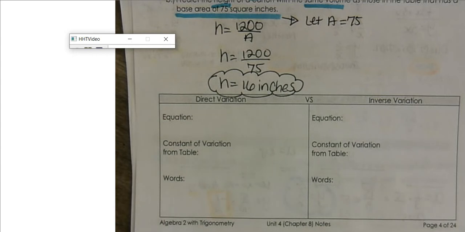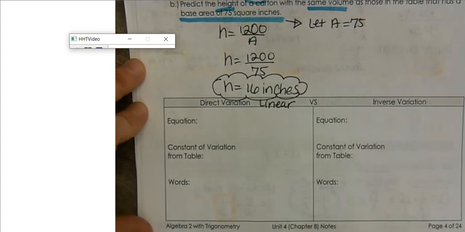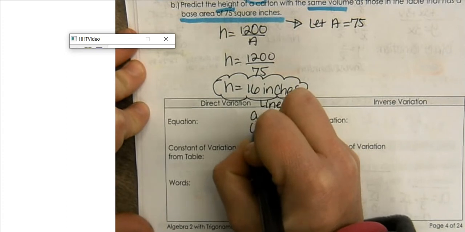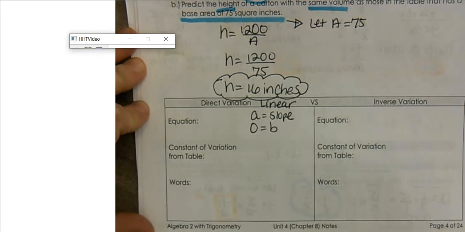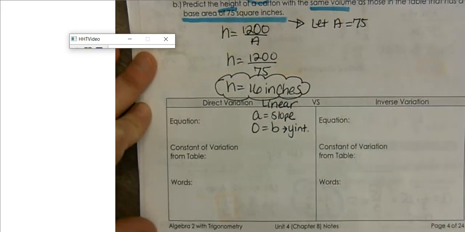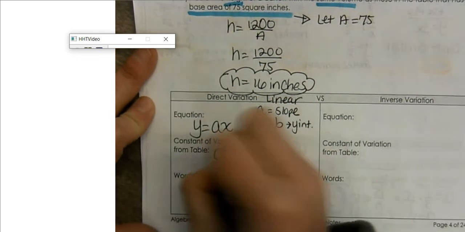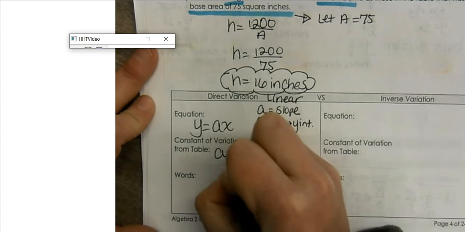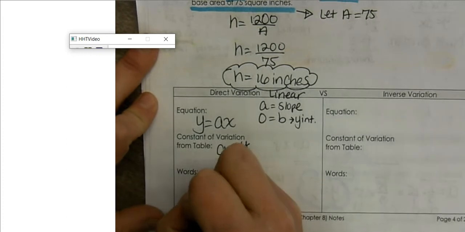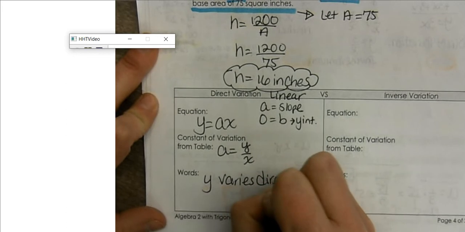Direct versus inverse. A direct variation equation is a linear function in which A is equal to the slope and 0, 0 is your y-intercept. Our equation is y is equal to A times x. And our constant of variation is based on slope. It's going to be y divided by x if we're given a table of values. And in words, you're going to see that y varies directly with x.